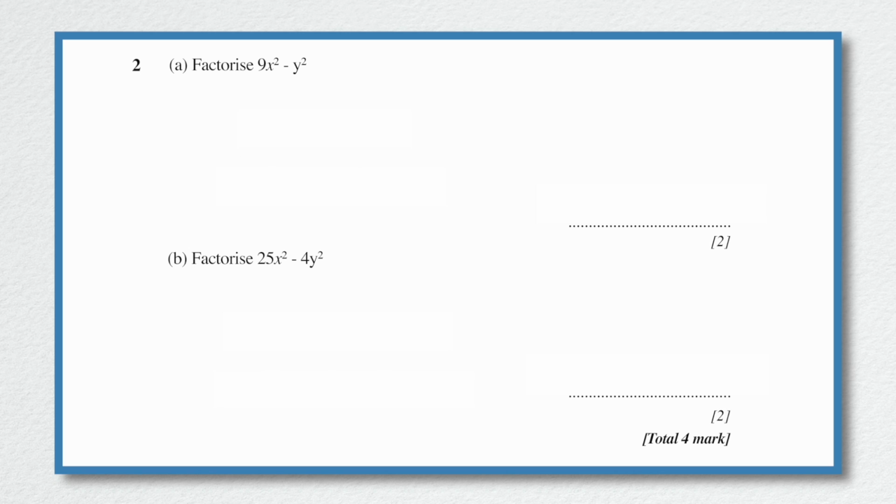Here's the last question. Part A. Factorise 9x squared subtract y squared. Now whenever I see a question like this, where there are 2 terms, one being subtracted from the other, and there are variables that are to the power of 2, I'm immediately thinking of the difference of 2 squares.